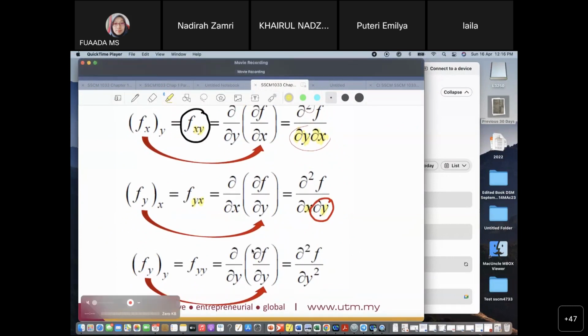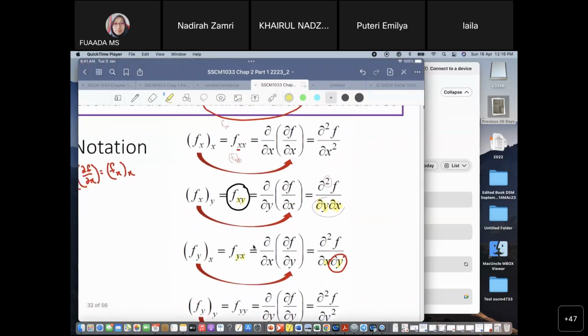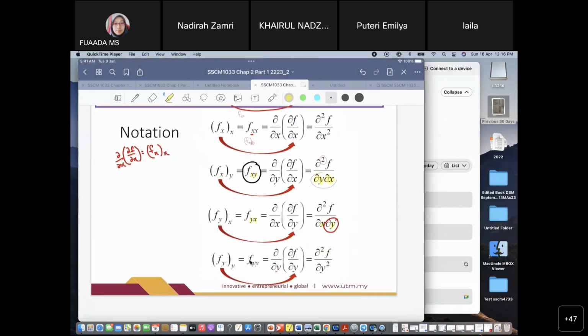But for fyy and fxx, we don't bother because we differentiate with respect to the same variable, so we don't get confused for that. But if they mix, this is called mixed partial derivative. It is second order, but it mixes the variables, with respect to x then y, or vice versa. That we call mixed partial derivatives.